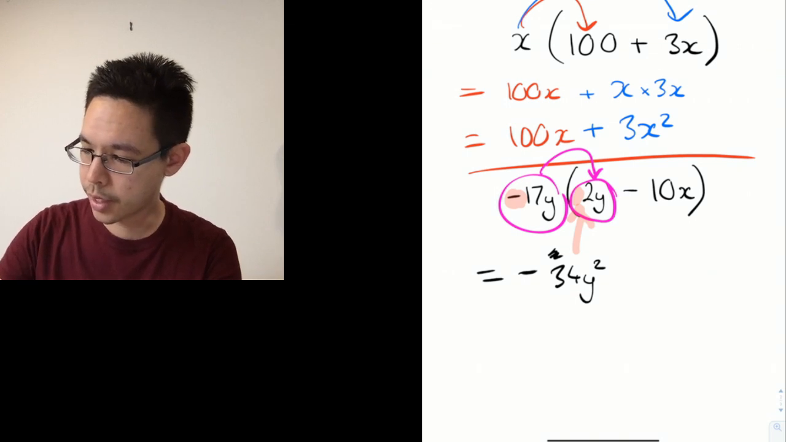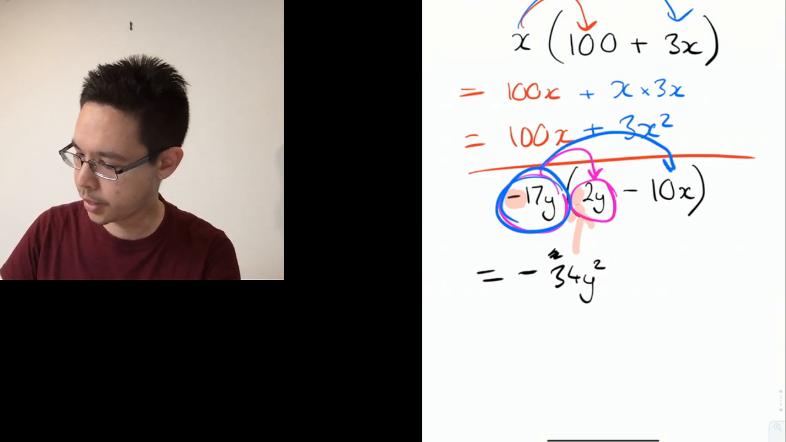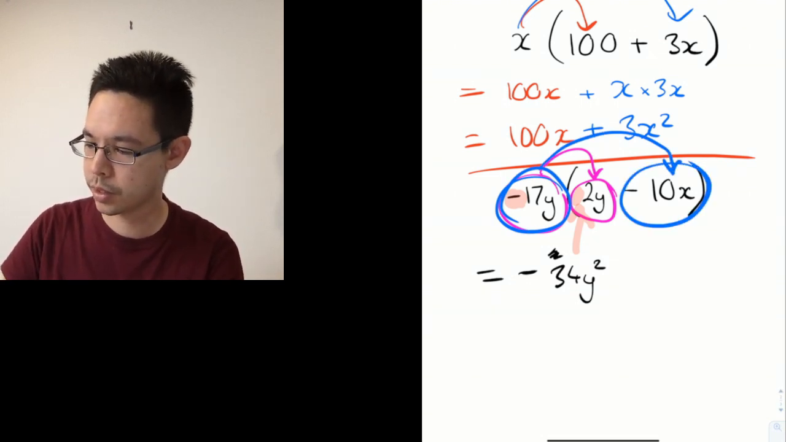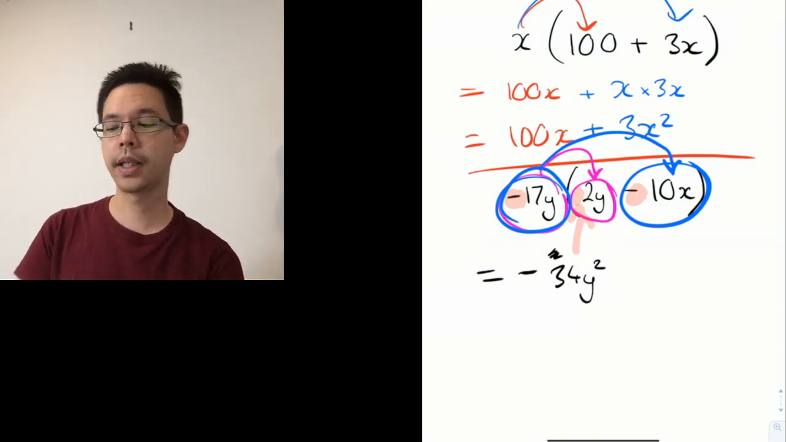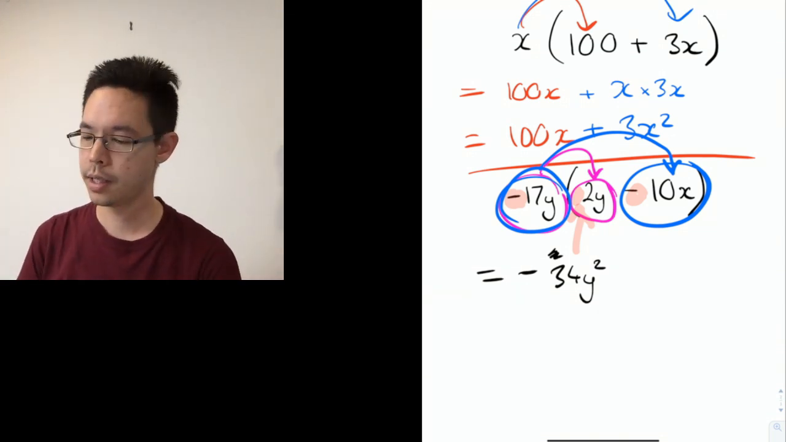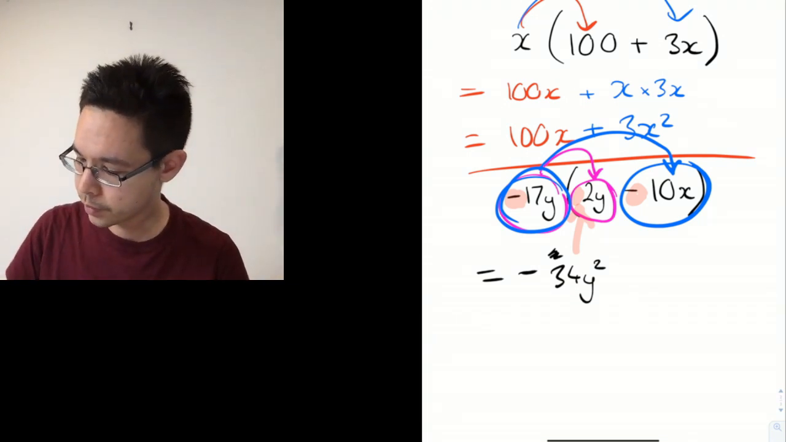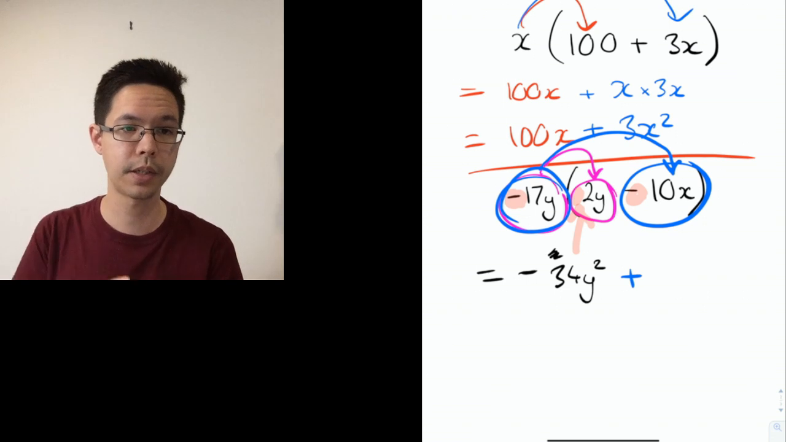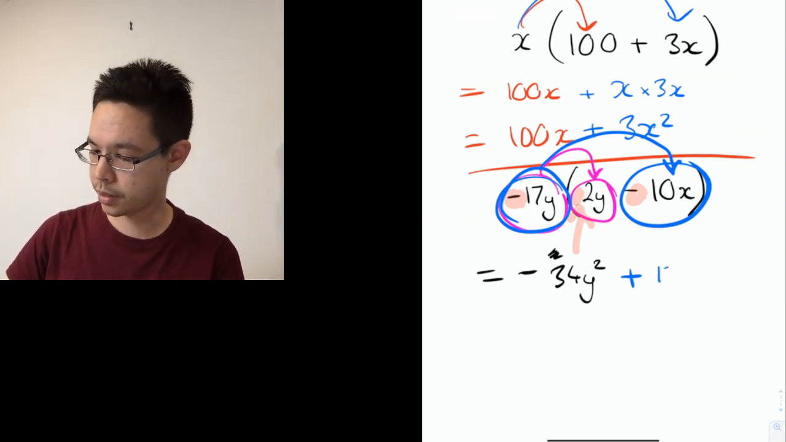Now I start looking at my second term. I'm doing this number multiplied against this number. Notice that we got negative 17y multiplied by negative 10x. These two negative numbers are going to cancel out and become a positive result. So my answer is going to be a plus term. Now I just do 17 times 10, which gives me 170.